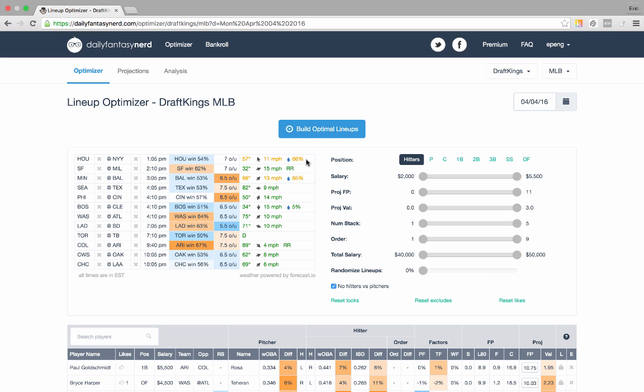Generally, I'd consider that above 70% you want to avoid. Above like 50% is kind of the danger zone. I'd still avoid it for cash games, though you might consider it for GPPs. And under like 30%, this 5% here, is generally considered safe.